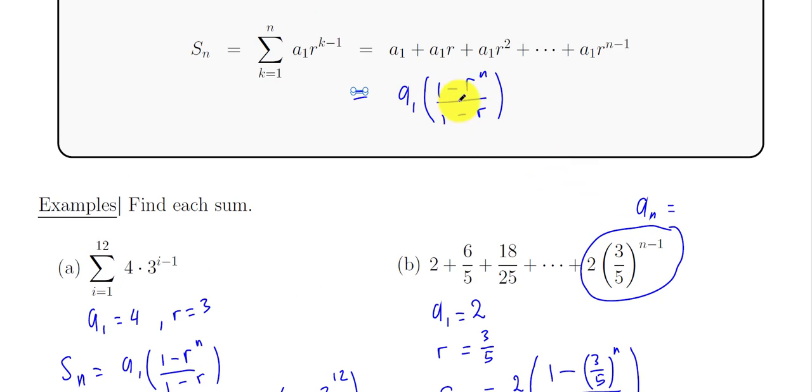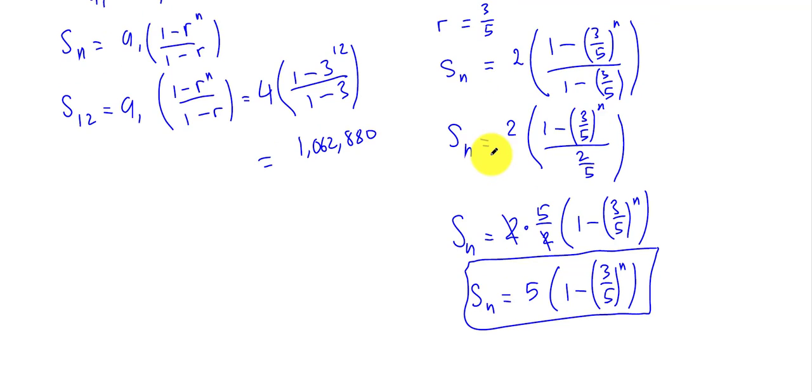Okay, so that is the end of section 9.3. You learned how to find a general formula for an of a geometric sequence, and also how to find the sum of the geometric sequence.